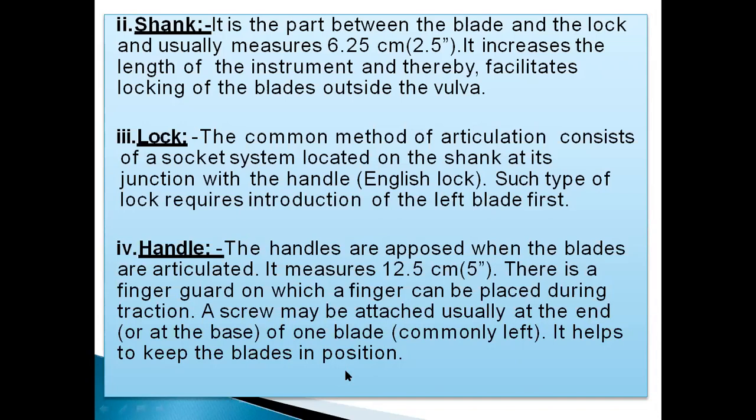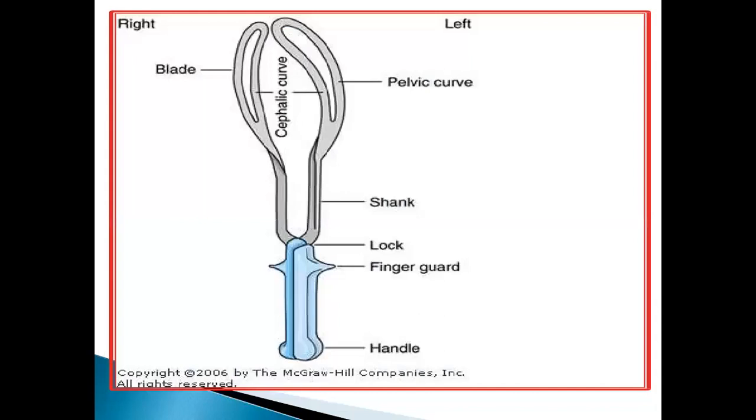So you know the major parts of this forceps. The blade: in the blade you have to see the tip and the tip base, which is connected to the shank. In the blade there is fenestration, for getting a grip. This is the cephalic curve, which will be connected to the head, and this is the pelvic curve, which will be connected to the maternal pelvis. Then the shank: the area between the handle and the blade is known as the shank. And when the shank is increased, the length of the instrument increases.